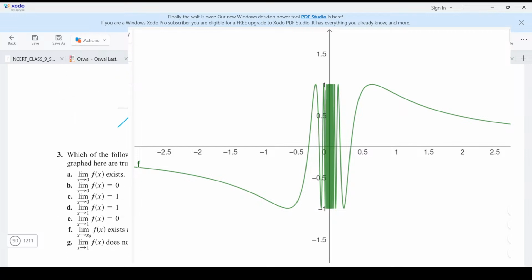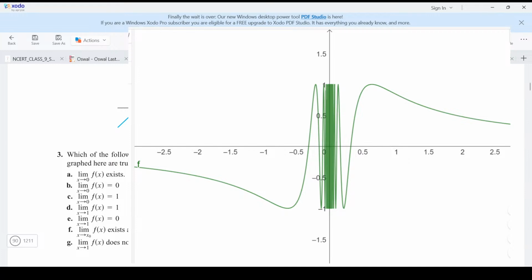Now, this one, limit x by mod x. When x is greater than 0, what is mod x? Is it x or minus x? It is x. So x by x will become 1. Agreed? When x is less than 0, what will this become? Minus x. So x by minus x will become minus 1.